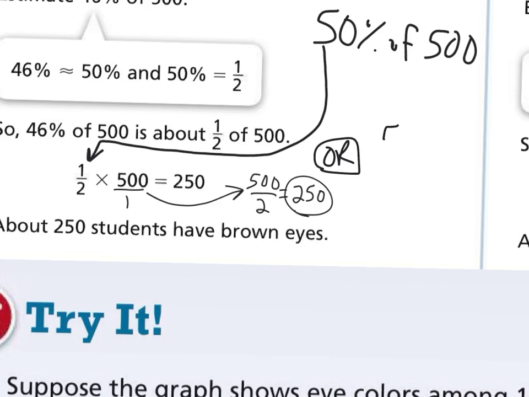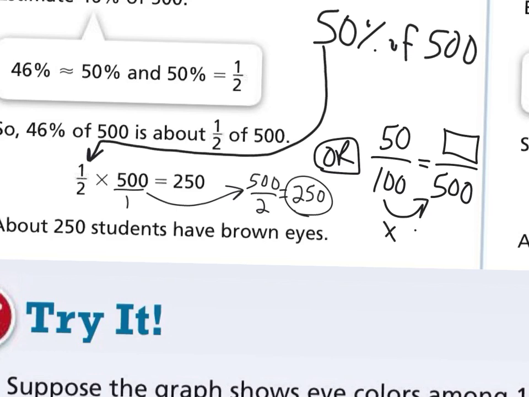So if we have 50%, that's 50 out of 100. And we're trying to find how many out of 500. In this case, the 50 out of 100 could be reduced, but we don't have to reduce it in order to get what we want here. We can multiply both of those by 5, and that would be 250 out of 500. So either you can do it as multiplication or as a proportion, whichever way you find easier to do this problem.